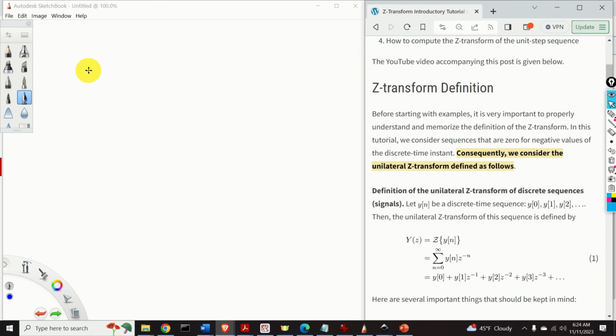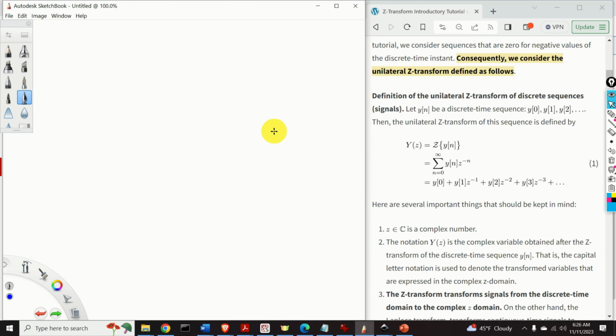Before starting with examples, it's very important to properly understand and memorize the definition of the Z-transform. In this tutorial, we consider sequences that are zero for negative values of the discrete time instant. Consequently, we consider the unilateral Z-transform defined like this. Let y of n be a discrete time sequence.